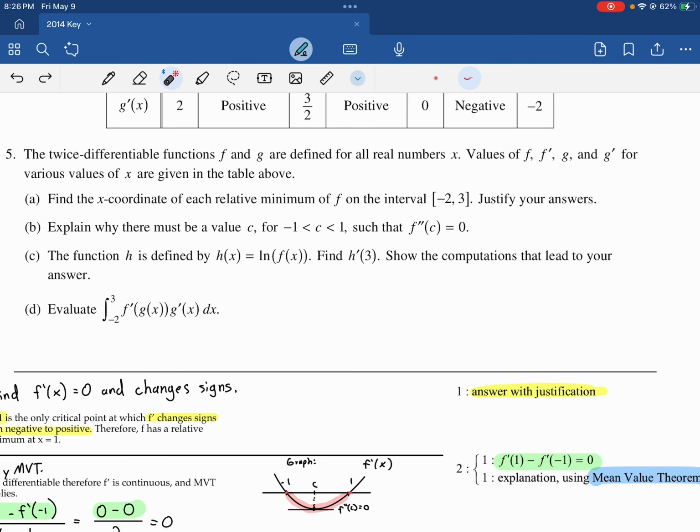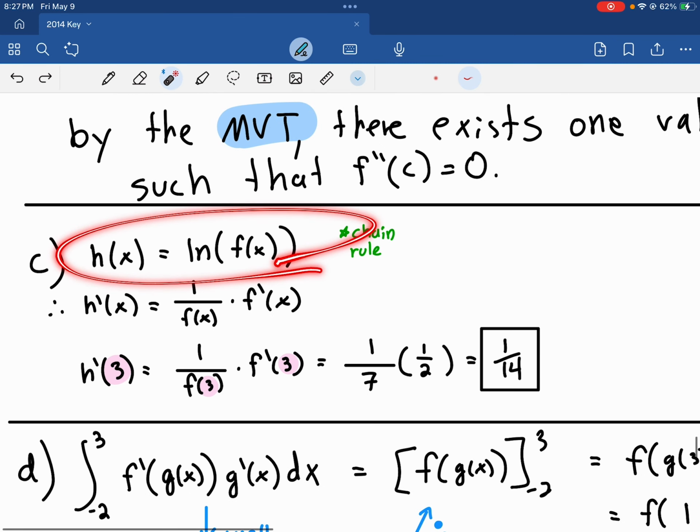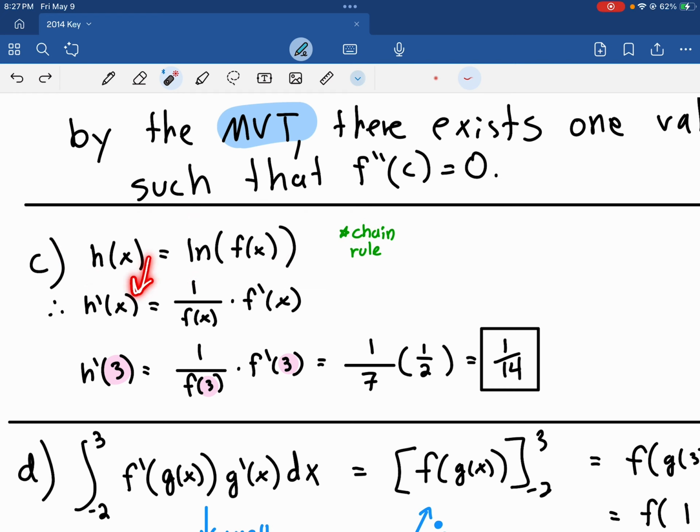The function h is defined by h of x equals the natural log of f of x. Find h prime of 3. Show the computations that led to your answer. I always like to write the equation they told me for h and then say, well, let's take the derivative of both sides. The derivative of h is h prime of x. The derivative of the natural log of something is 1 over something. And then chain rule states I take the derivative of the inside. And if I plug a 3 in everywhere they go, I think the table has both of these values, and you just simplify and you're good.